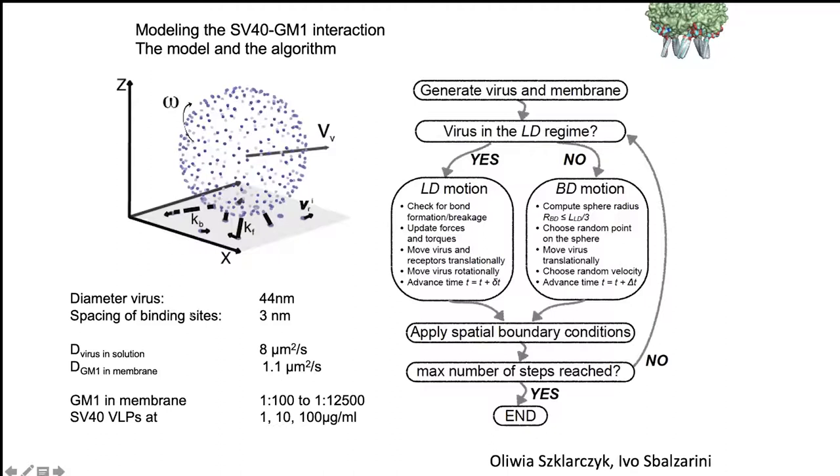This is the model. We have a 3 nanometer diameter of the virus. You can see here the pentameric organization of binding sites on the surface of the virus. We know something about how fast the virus moves. We know something about the individual interaction, what the affinity is with the individual lipid. We know something about the movement of the lipid, and we know about the concentration of GM1 in the membrane, which goes from 1 to 100 to 1 to 12,500. And then this is the computational model we generated.